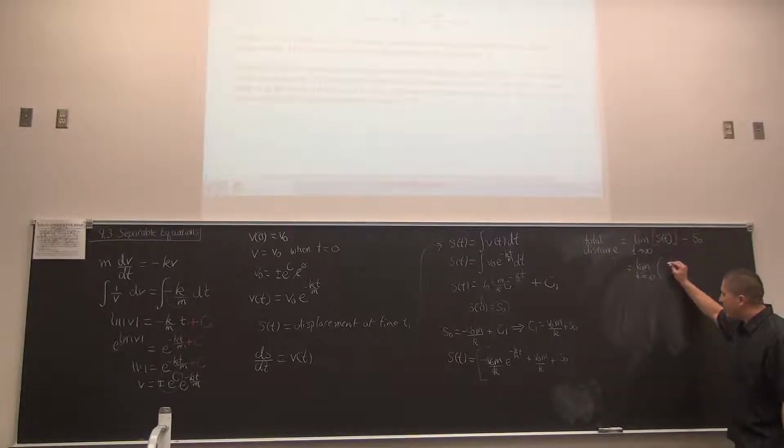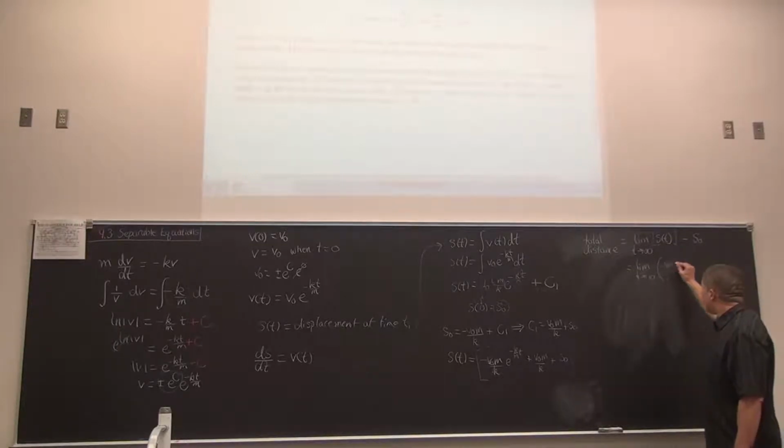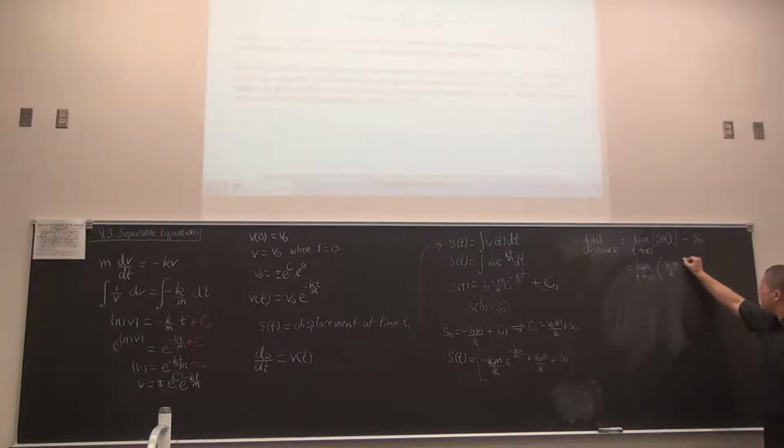So we take the limit as t goes to infinity of negative v naught m divided by k, e to the negative k divided by m times t, plus v naught m divided by k, plus s naught, minus s naught, which will allow those initial positions to cancel, so we don't get any free distance out. Then we need to know what the graph of this looks like. If we do, then we'll be able to compute the limit.